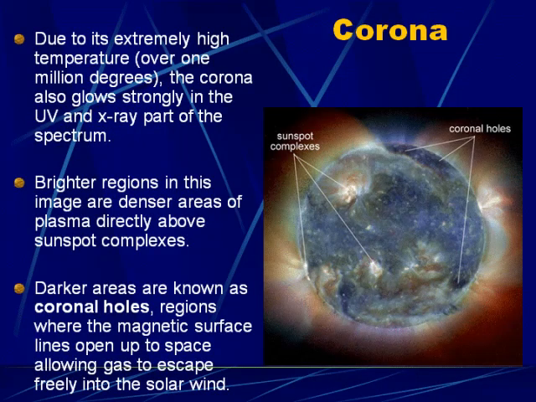Here's an ultraviolet image of the sun, and you can see that the corona actually has quite a bit of structure. You can actually see where the magnetic field will go from one sunspot and loop to another sunspot.